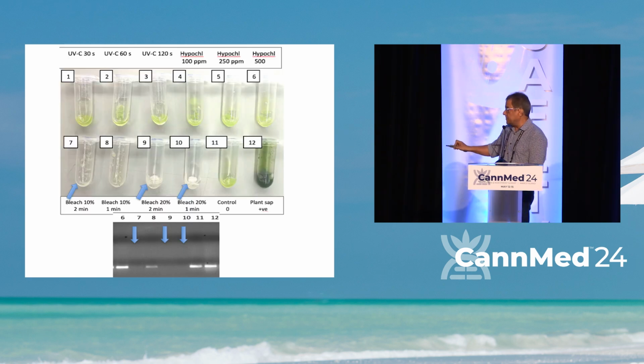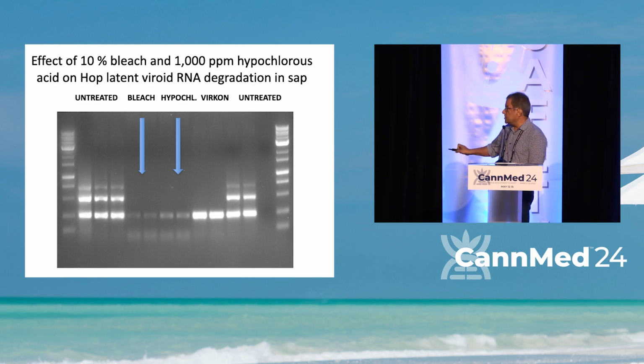10% bleach has a destructive effect on the RNA itself. Here's again a whole series of these treatments. So this was the infectious sap. These were the treatments that were added. And where you see the absence of bands, again, corresponds to bleach, 10% for 2 minutes, 20% bleach for 2 minutes, 20% for 1 minute, and the RNA is destroyed. And then we also looked at hypochlorous acid. So hypochlorous acid does destroy the viroid. Notice that Virkon does not. No effect on the RNA at all. It's mostly the bleach and the hypochlorous acid.